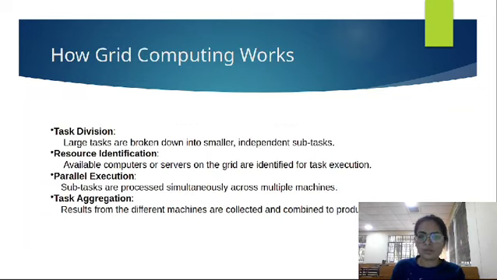How does grid computing work? Grid computing works by 4 major tasks: task division, resource identification, parallel execution, and task aggregation. In task division, we divide the large task into smaller, broken parts and independent subtasks. Resource identification: available computers or servers on the grid are identified for task execution. Parallel execution means that subtasks are processed simultaneously across multiple machines. In task aggregation, results from different machines are collected and combined to produce the final output.